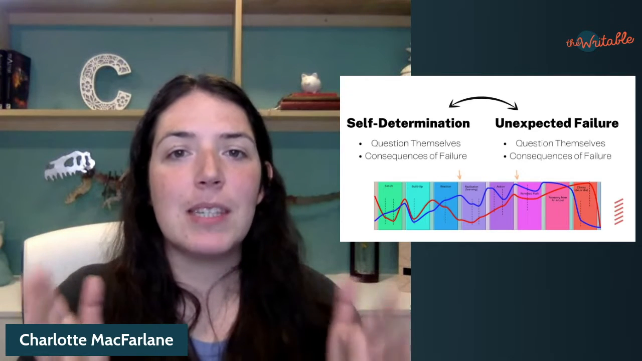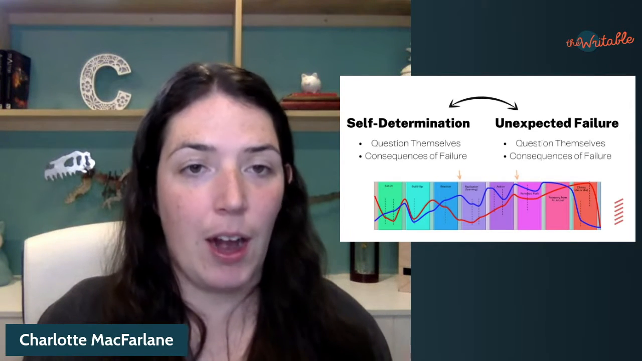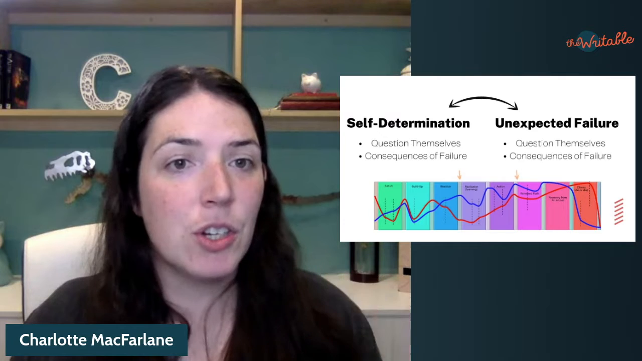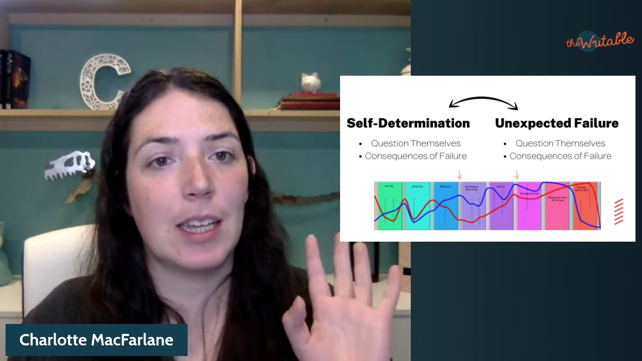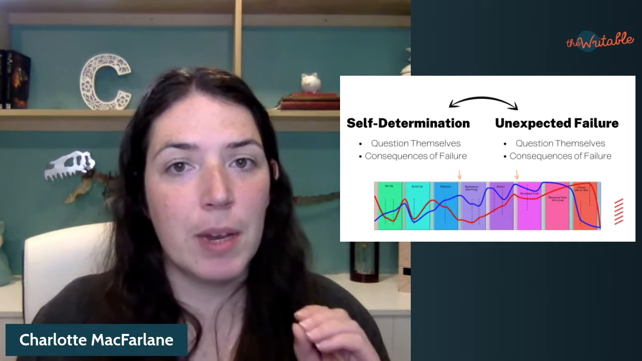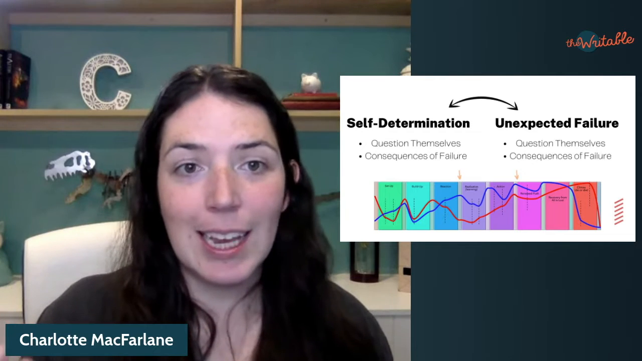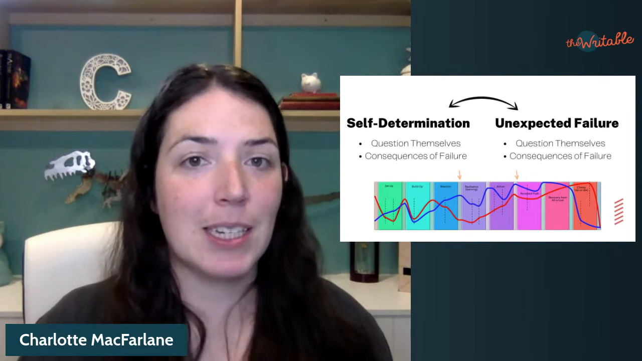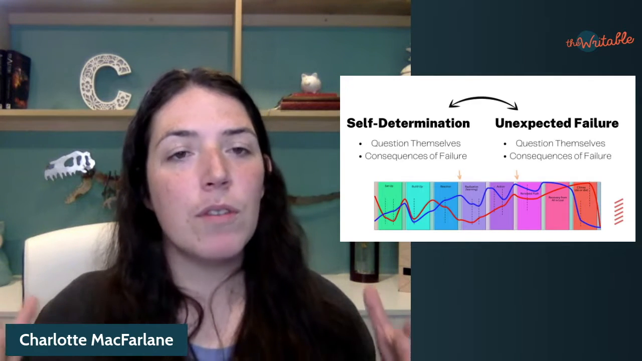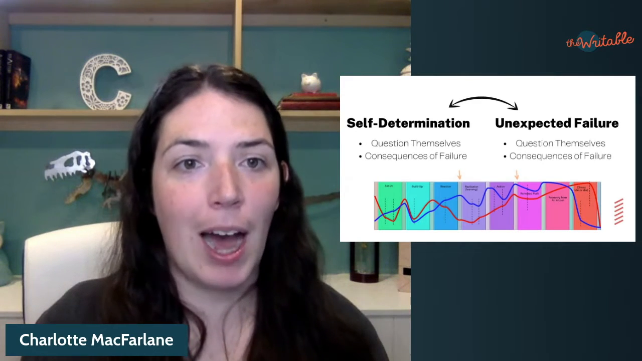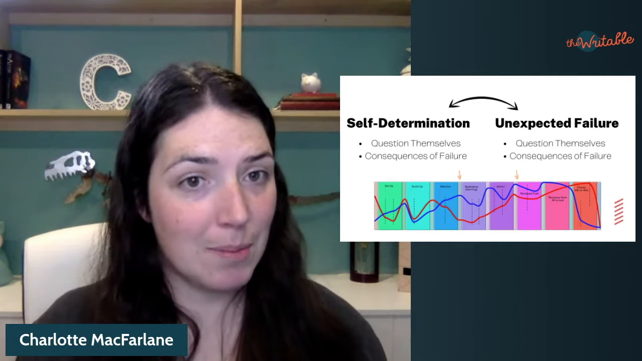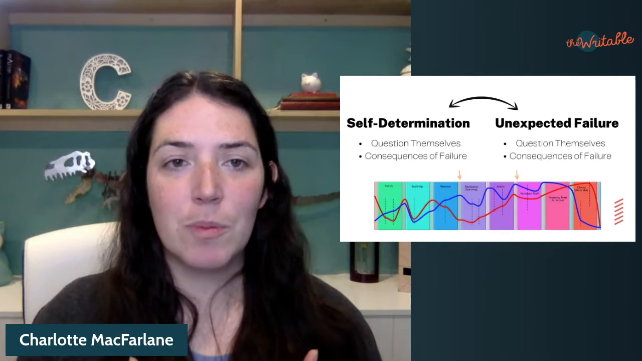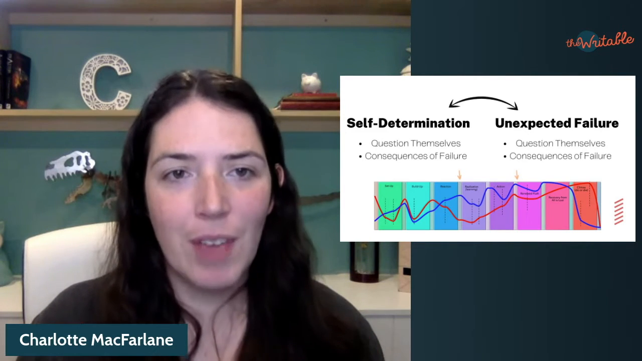And looking really specifically at the turning points in the first half of Act Two, we'll remember we had the turning point to self-determination. And in the second half of Act Two, just opposite it, we have the unexpected failure. Both of these are characterized by the hero questioning themselves. They're also being introduced to the consequences of failure, right?